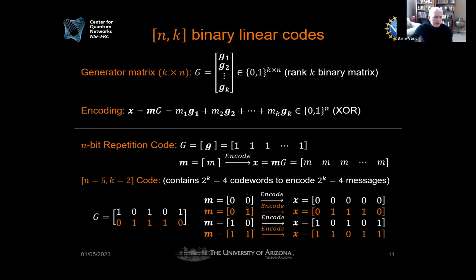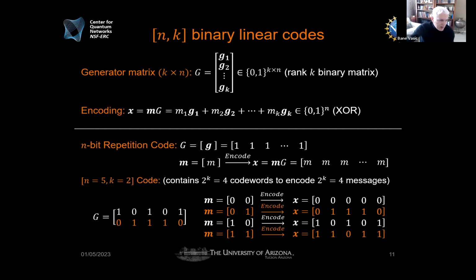So here is the first example, our repetition code. I want to repeat a bit n times. So I have a generator matrix that contains just a single row, all ones, and the message contains just one bit. I just multiply m and g, and all code bits are actually equal to m.